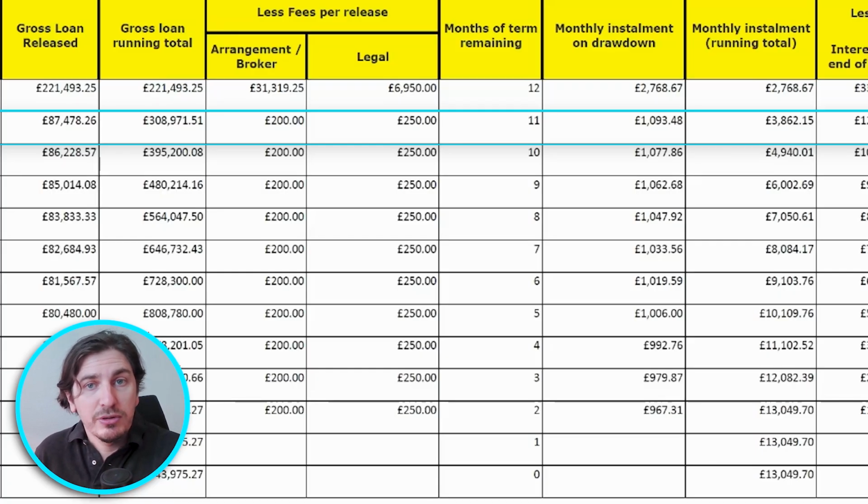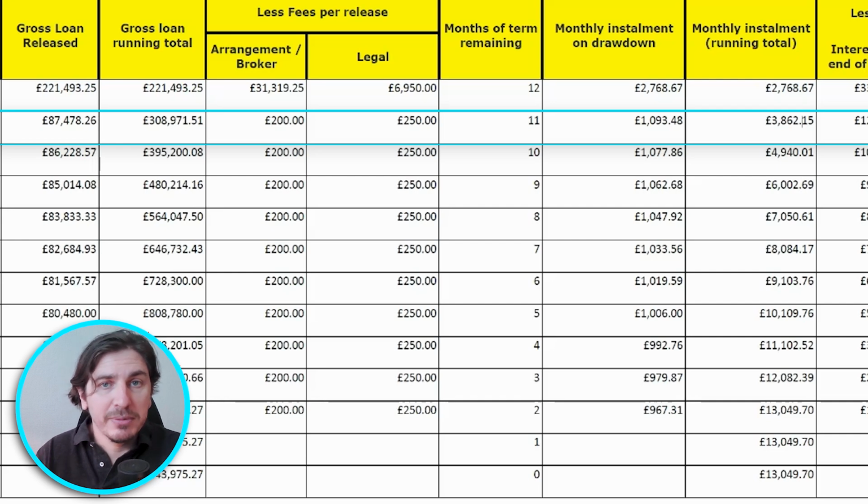So the monthly drawdown on this portion, or the monthly installment, is 1,093, which once you add those together is 3,862. And then the total interest is 12,000 based on this times the remaining term. And that's how it goes. So they draw each one. It's very easy to understand, very easy to see how they've calculated it all. And it's all based off the 1.25%.